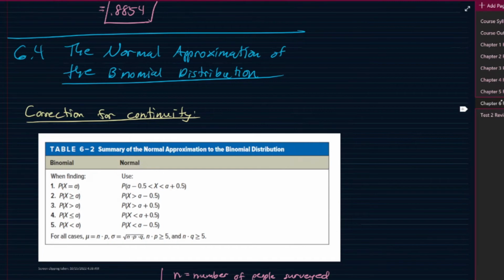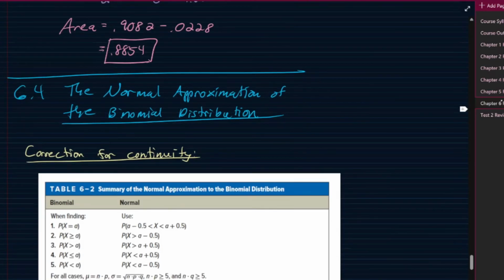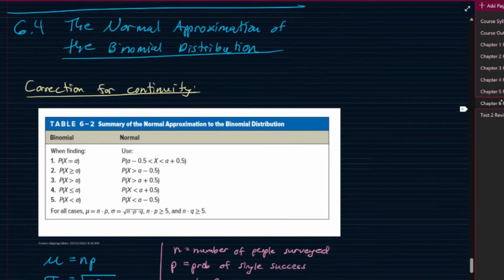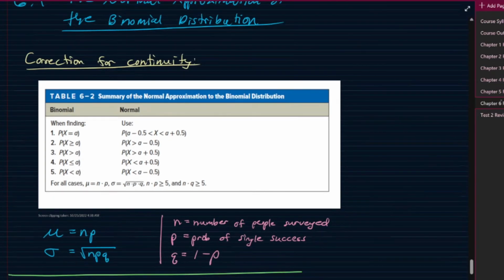Okay, and then we come to section 6.4. And this one's on the normal approximation of the binomial distribution. And we've got a couple things from this. We've got mu is n times p, and the standard deviation is the square root of npq. The variance is npq.